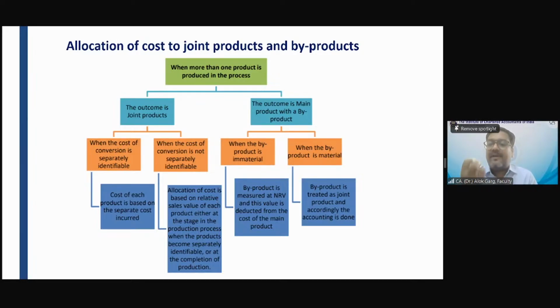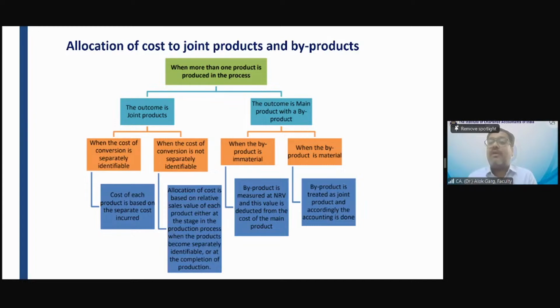So petrol is 95 rupees per liter, diesel is almost 85, 86 rupees per liter. This petrol and diesel are the joint product. When you are producing one thing, you get the second item also. So these are known as a joint product, right?